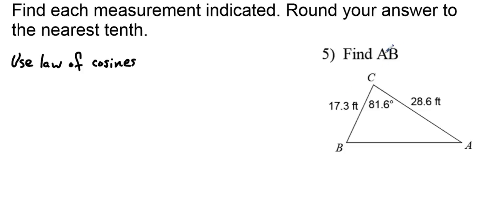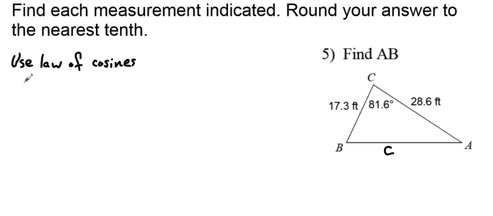Now, the next thing, it says find AB. This is a capital letter A and a capital letter B. We know that the capital letters represent angles. However, if you have two capital letters next to each other, this stands for the side in between angle A and angle B. The side in between angle A and B is this side here, which is actually side C. So what we're trying to find is side C.